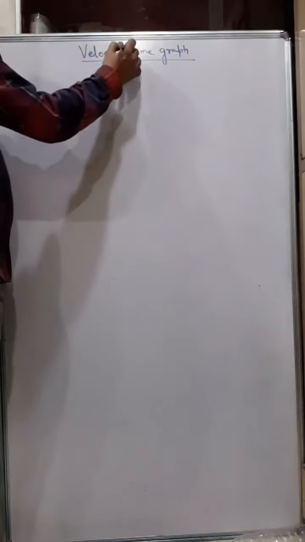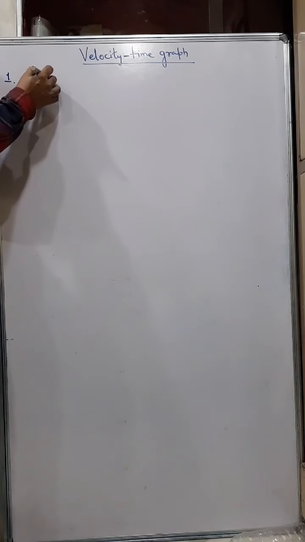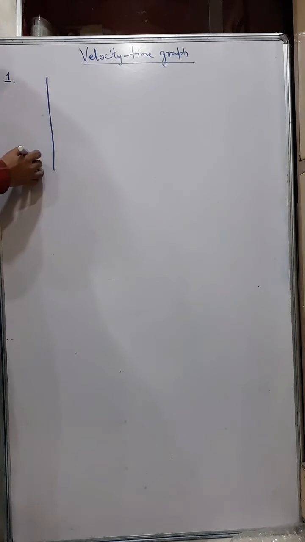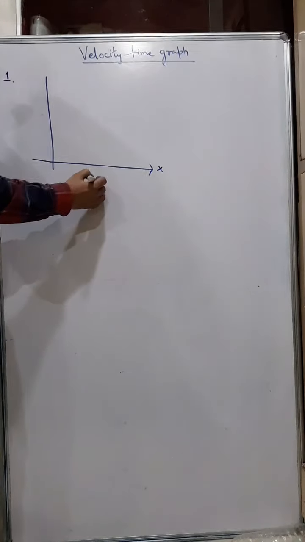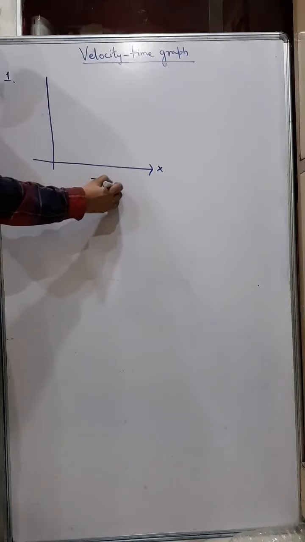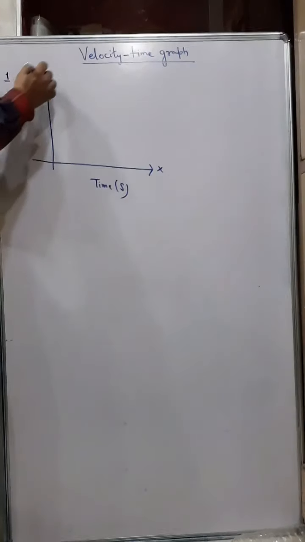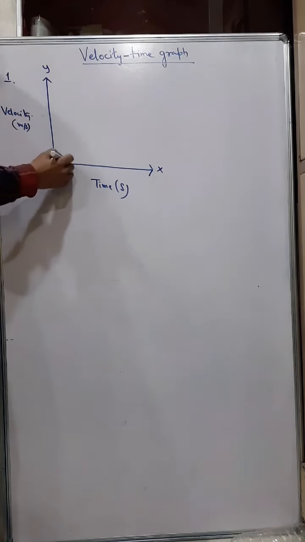Okay, today we'll start velocity time graph. Now see case 1. Now as usual, this x-axis will be the time axis in second, and this y-axis is for velocity in meter per second.